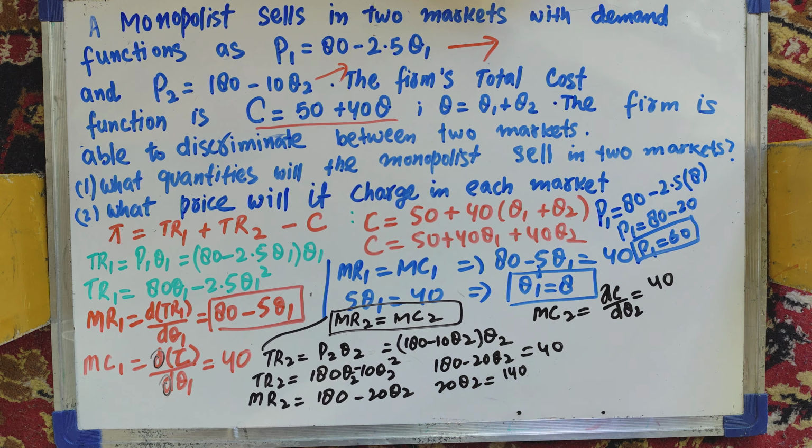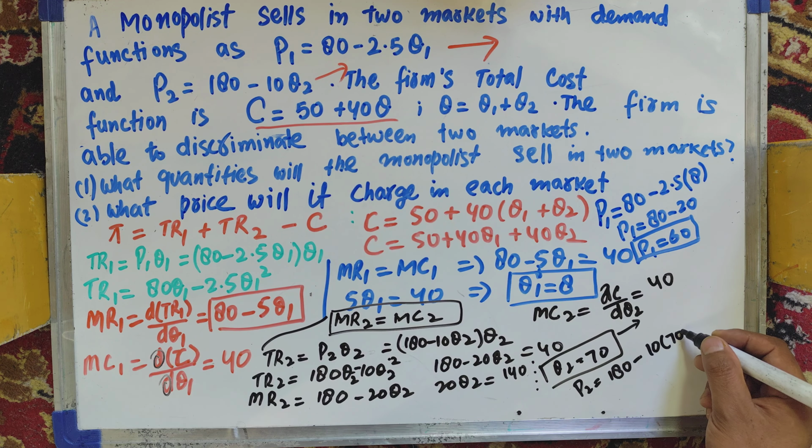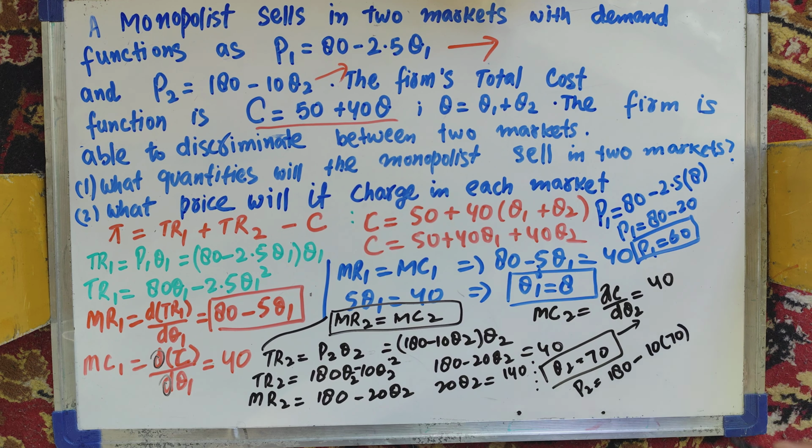Dividing both sides by 20, Q2 will be equal to 140 divided by 20, which comes out to be 7. So the quantity produced in the second market will be 7. Finding the price it will charge in the second market, plug Q2 equals 7 into the inverse demand function. So P2 will be 180 minus 10 into 7. Sorry, it is 7 here, it is not 70. 10 sevens are 70, so we get 180 minus 70.